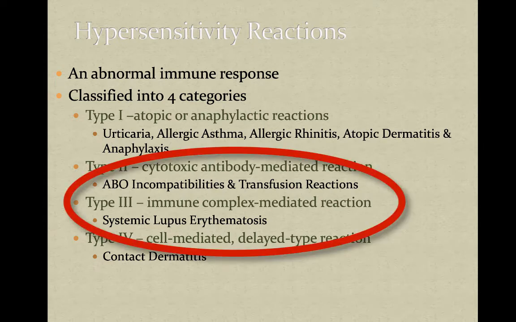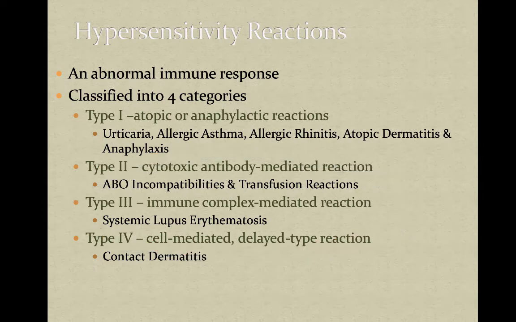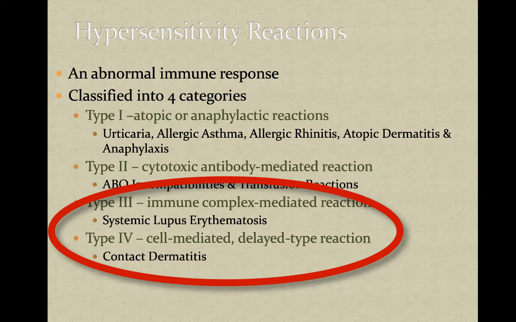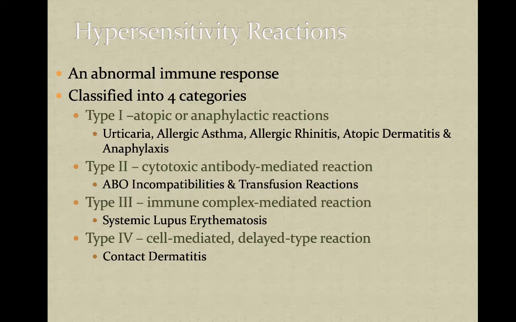Our type 2 reactions are really cytotoxic antibody-mediated reactions. The most common one you'll see is ABO incompatibilities and what happens when you receive the wrong type of blood. Type 3 are our immune complex mediated reactions. This really is where autoimmune diseases fit in. Lupus is the one we're going to discuss today. And type 4 is also cell mediated, but this is really a delayed T cell reaction. So it's very similar to an allergy, but it is not actually a true allergic reaction.